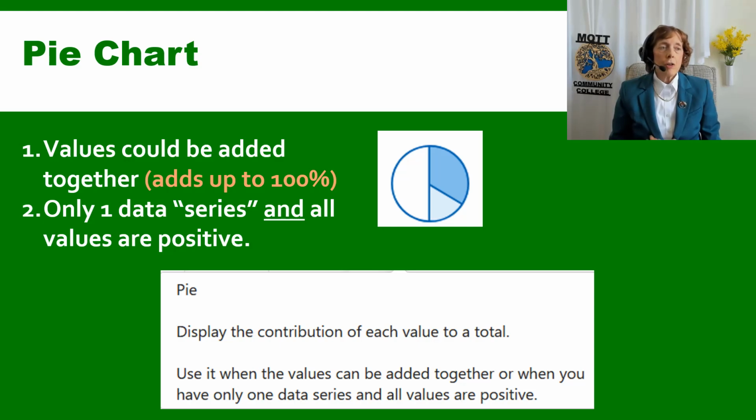A third kind of chart that you could use is a pie chart, and it says when the values could be added together. I'm going to say when all of them have to add up to 100%, then you should use a pie chart. How much of it was for that? How much of it was for this? So that's when you would use a pie chart.